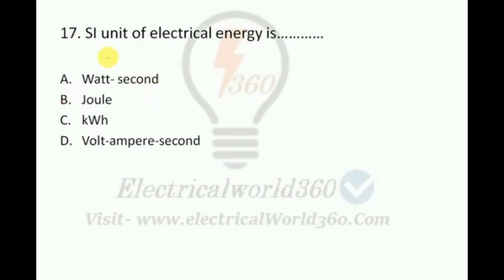So this is question number 17. The SI unit of electrical energy is watt second, joule, kilowatt hour, or volt ampere second. So in this case option B will be the right answer. SI unit of electrical energy is joule. However, the commercial unit is kilowatt hour.